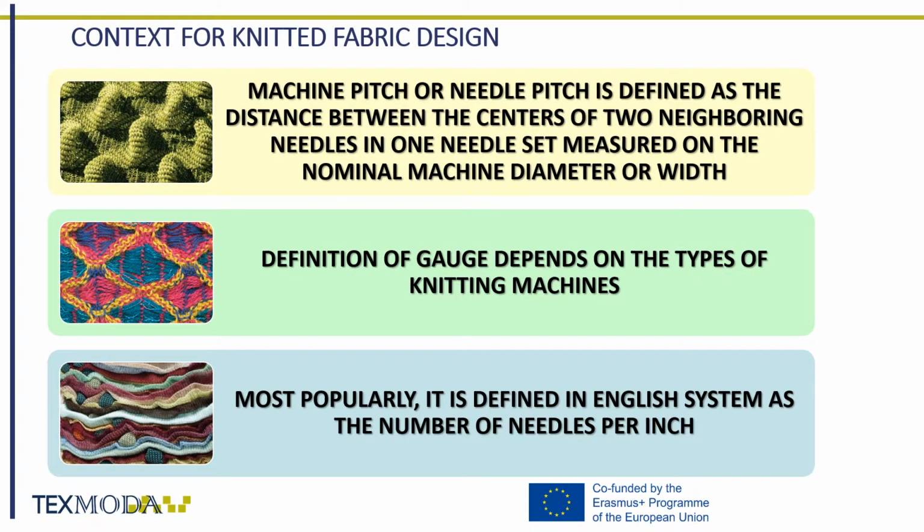Machine pitch or needle pitch is defined as the distance between the centers of two neighboring needles in one needle set, measured on the nominal machine diameter or width. The definition of gauge depends on the types of knitting machine. Most popularly, it is defined in the English system as the number of needles per inch.